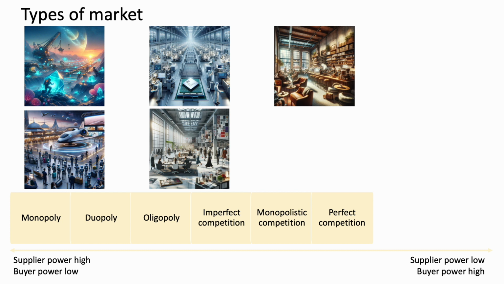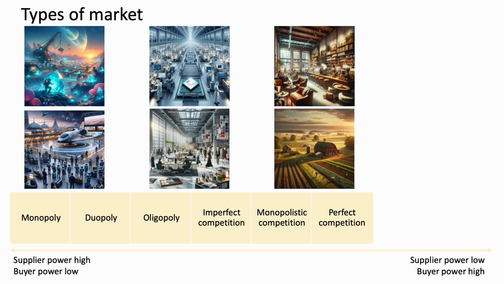Perfect competition. Although more theoretical, this market consists of many suppliers offering identical products. An example might be a local farmers market where numerous farmers sell the same type of produce. Prices tend to be similar, and consumers have complete knowledge of what's available, making the market highly competitive.